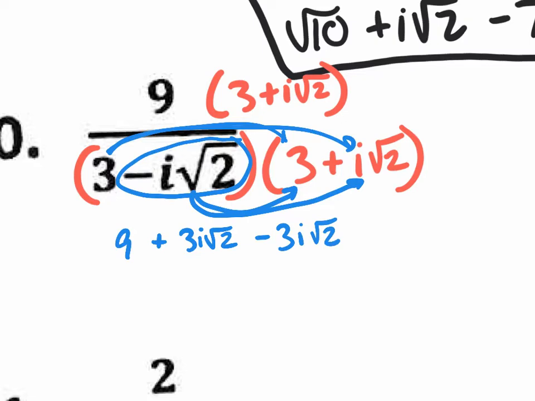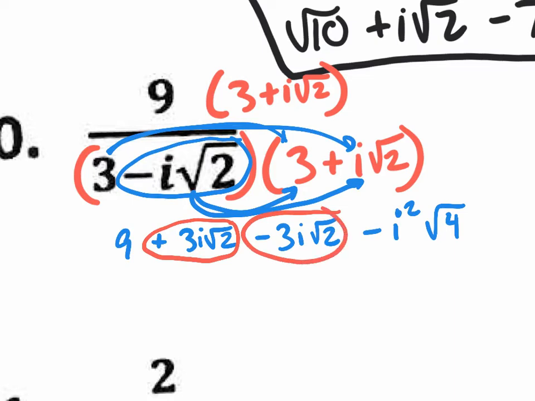A negative times a positive is a negative. i times i is i squared. And the square root of 2 times the square root of 2 is what? The square root of 4. Thank you very much. So what happens with these middle terms? They cancel out. We already know that when you multiply a binomial by its conjugate, the middle terms cancel out. The i's end up disappearing. The square roots end up disappearing. These guys are gone. Now, we have a negative i squared.